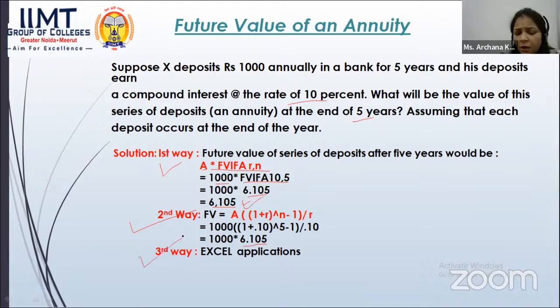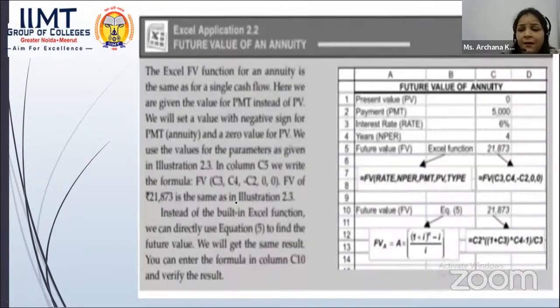Again, the third way is using the Excel sheet. Here we have an inbuilt Excel formula for future value. The same formula will be put in the Excel sheet. Equals to FV. Once you write equals to FV, the formula itself enters on the Excel sheet. You just press enter, and you have to enter all the details of your data. That is FV in bracket C3. C3 is column number 3.